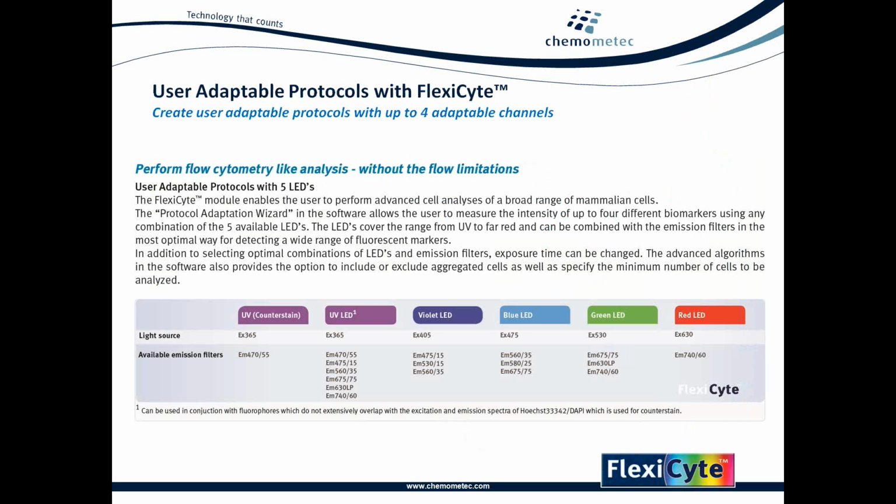If we go into the FlexiSite option of this instrument, we have the possibility to use 4 of the 5 available LEDs. It's the UV LED, violet, blue, green, and red LEDs, combined with a range of different emission filters. In that way, we can ensure that you can see whatever fluorophore fits into any of these combinations of light source and filter.